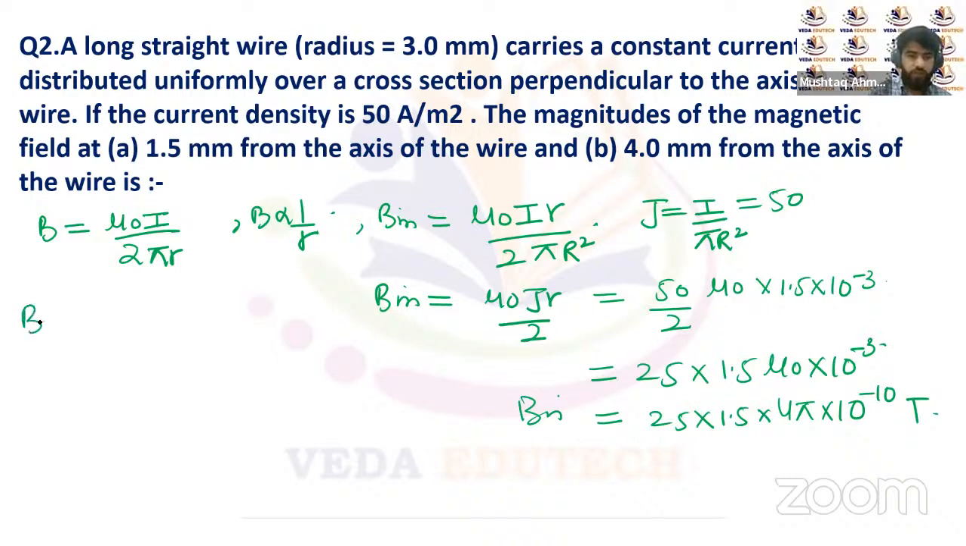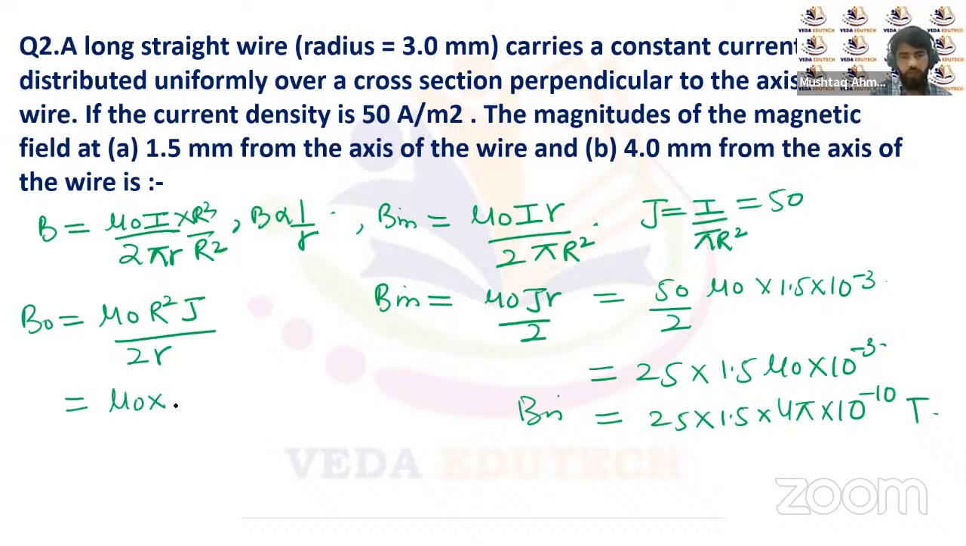Similarly, for the outside region, if we multiply here with R square and divide also by R square, we can replace this equation as mu naught R square into J upon 2r. So this will be the magnetic field in terms of the current density. Now, once again, you can substitute the value of current density here. The value of J is given as 50, and capital R is the radius of this wire, that's given as 3 mm. So we can write it as 3 into 10 to the power minus 3 whole square upon 2r.